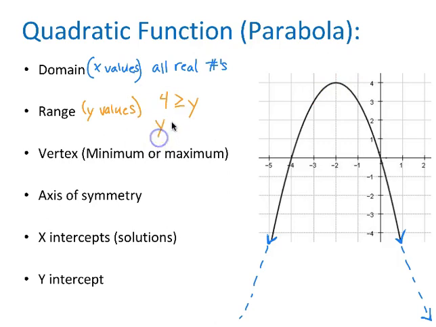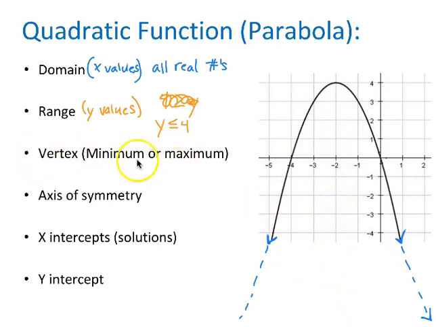I can rewrite that. I don't know why I wrote it this way. It should have been y is less than or equal to 4. I don't like that way. Either way would have worked, but this one makes more sense. So our y values can be less than or equal to 4. It can be any value less than or equal to 4 for our range.